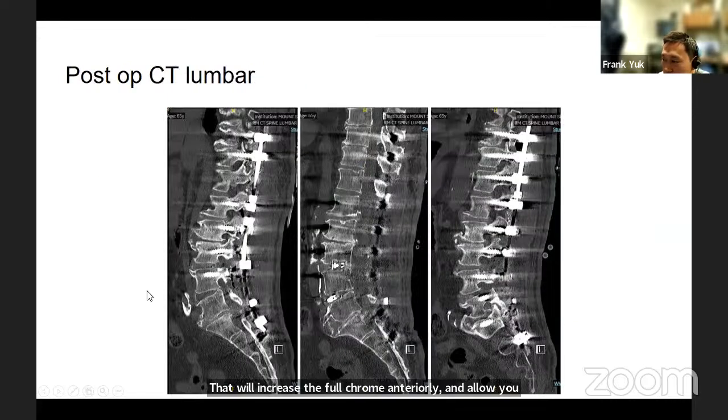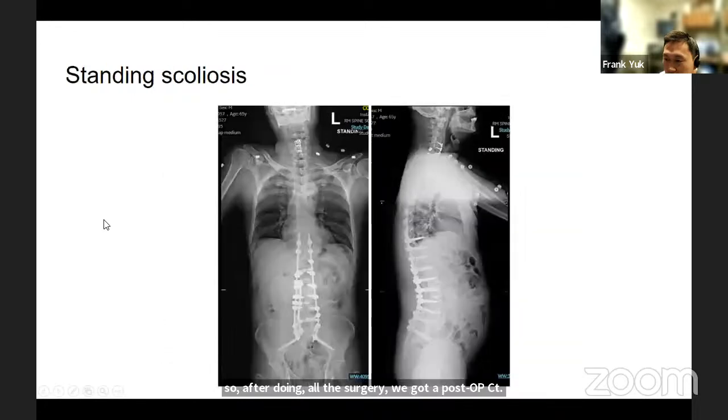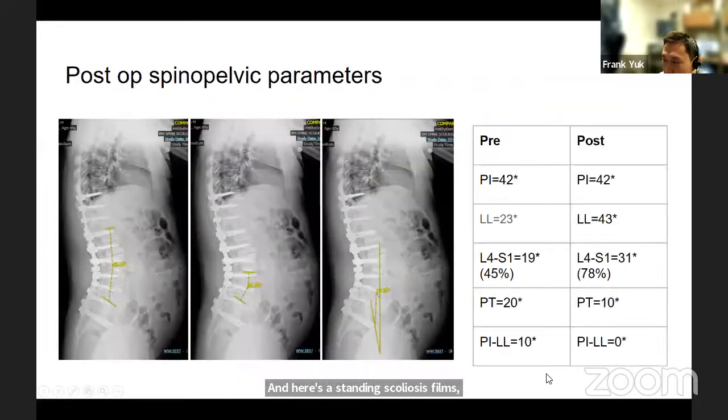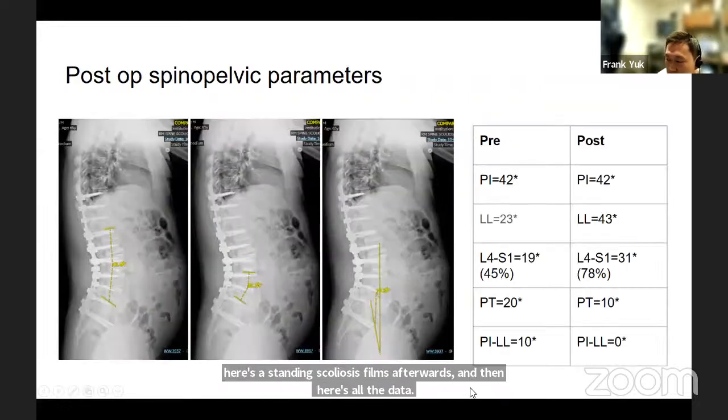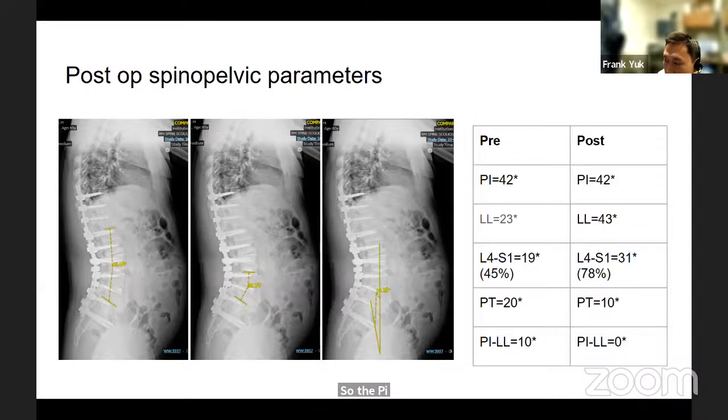And so after doing all the surgery, we got a post-op CT, and you can see that we achieved the goal that we were looking for. And here's a standing scoliosis films afterwards. And then here's all the data. So the PI stayed the same, but the lumbar lordosis increased from 23 degrees up to 43 degrees. And the segmental lumbar lordosis at L4 to S1 went from 19 degrees to 31, which is an increase from 45 percent up to 78, which is greater than or equal to the 66, or getting the majority of the lumbar lordosis at L4 to S1.